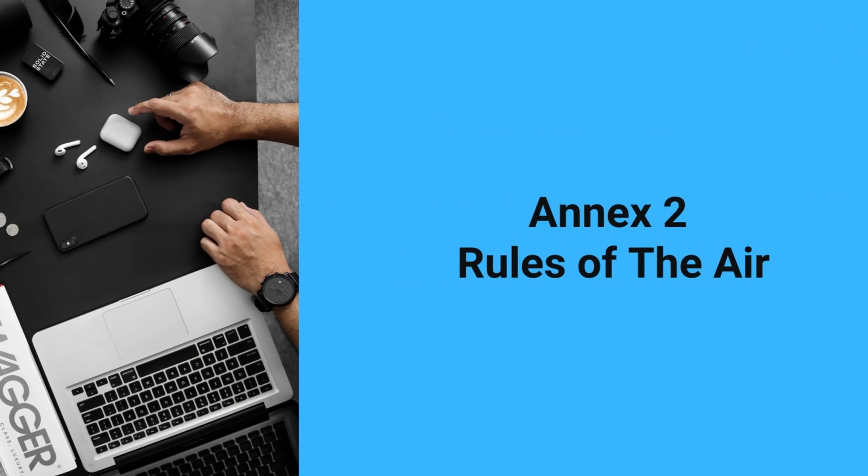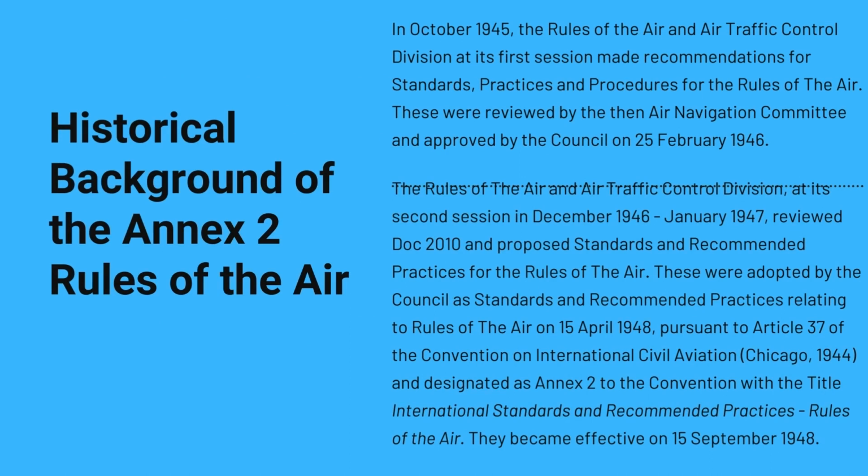So let's talk about the historical background and applicability of the next annex, which is Annex 2, Rules of the Air. In October 1945, the Rules of the Air and Air Traffic Control Division at its first session made recommendations for standards, practices, and procedures for the rules of the air. These were reviewed by the then Air Navigation Committee and approved by the Council on 25 February 1946.